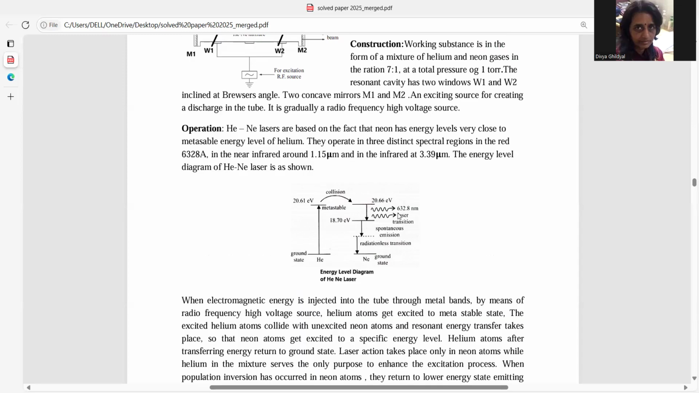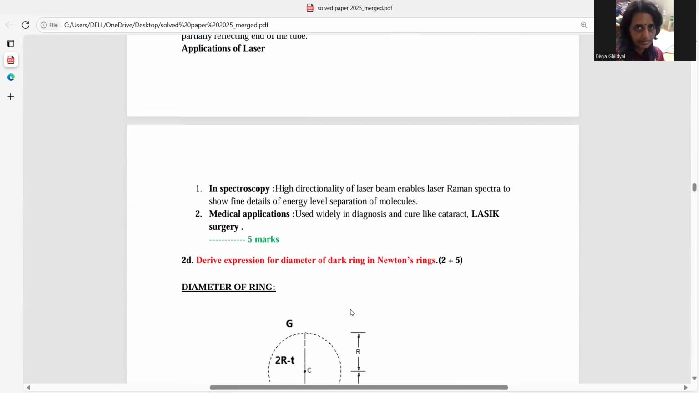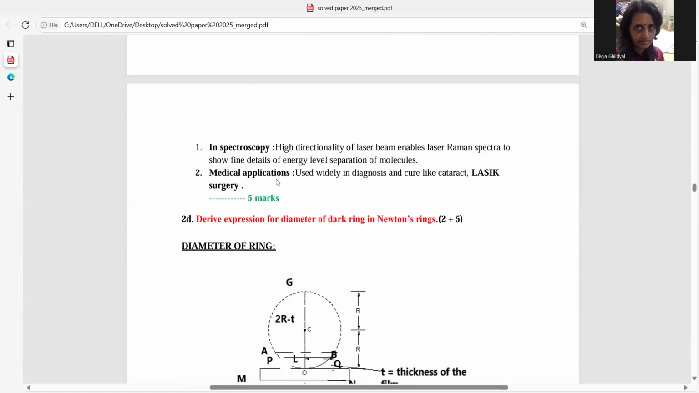the spontaneous emission and the laser transition in helium neon. You have to show this diagram also, because they are saying construction and working. So both should be there. In the end, you can mention 2 applications for your full 7 marks.